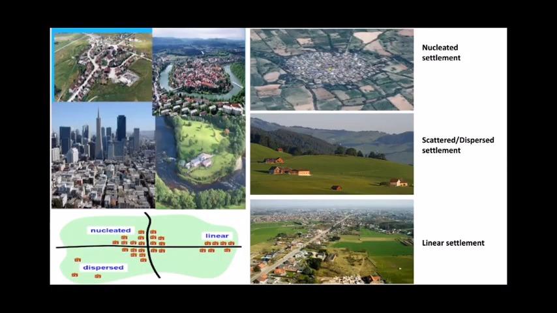Hello children, in this video we will begin with the 7th lesson in geography, that is human settlements. Now children, what do you understand by human settlements? It is something where human beings begin to stay.